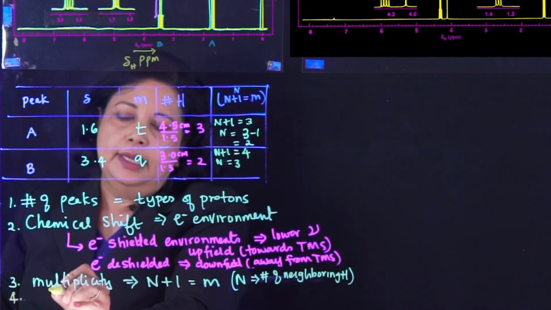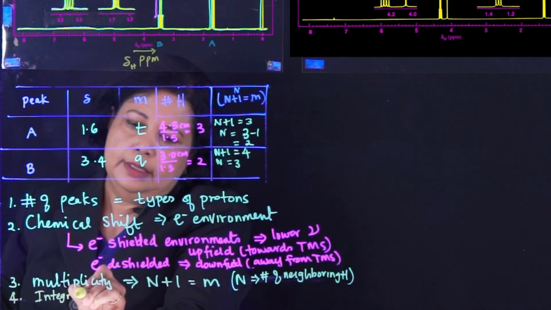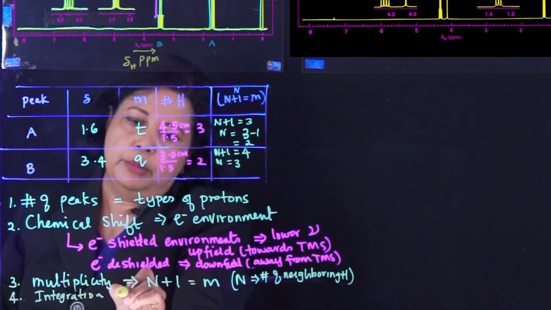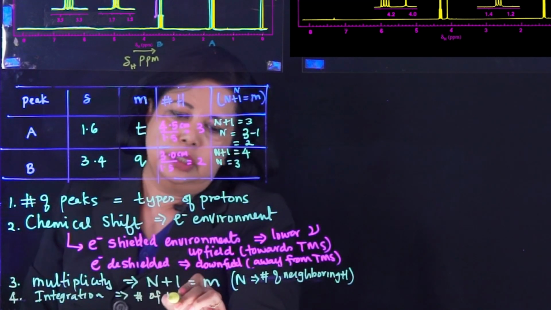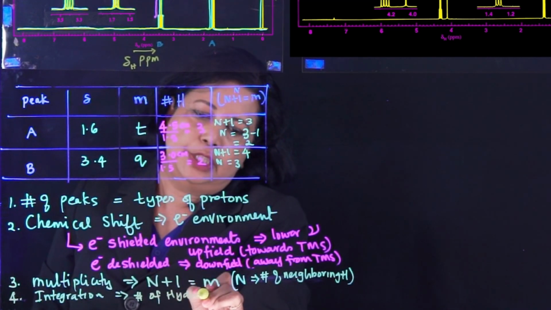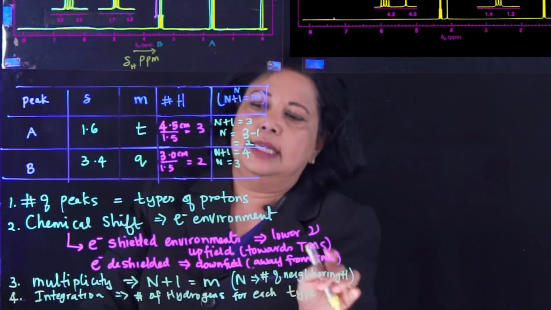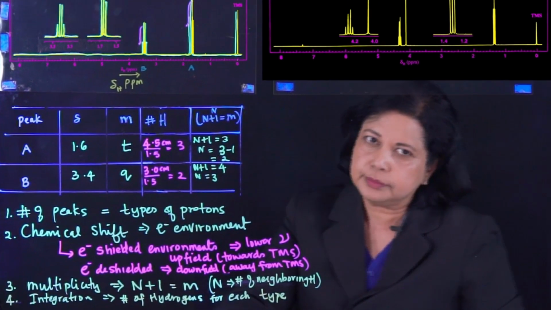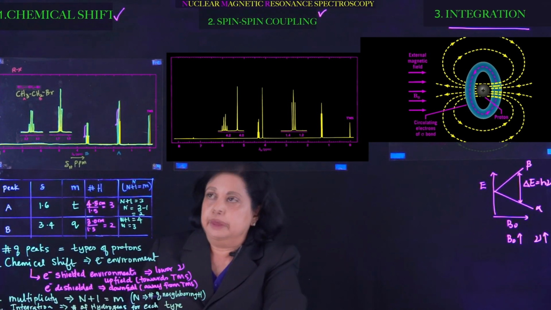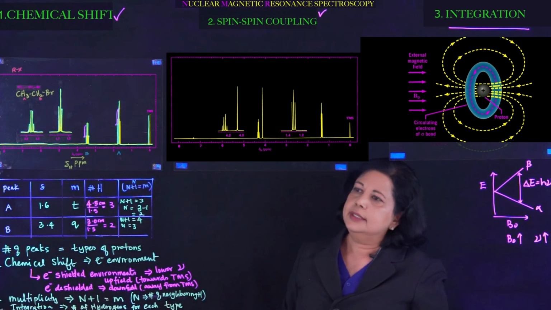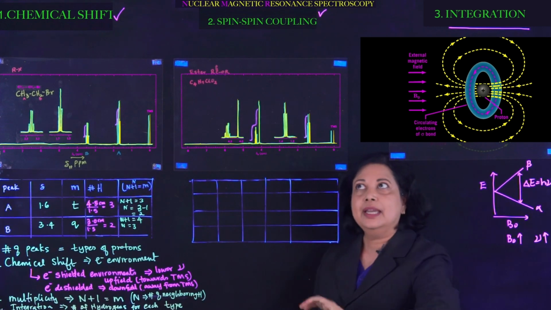Number 4 is going to be integration. And that tells you the number of hydrogens of each type of proton. And the type is given by the number of peaks. All right, so that really kind of brings home some of the things that we talked about. Let's do an example problem here. Let's look at this one.